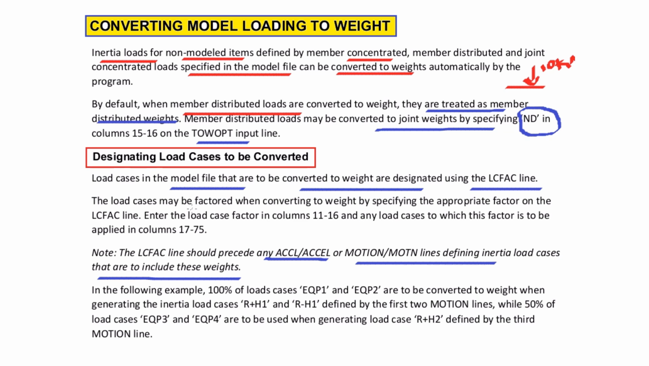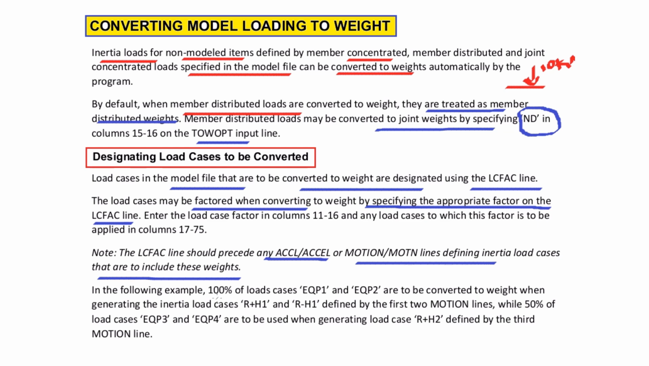The load cases may be factored when converting to weight by specifying an appropriate factor on the LCFAC line. So we can even give a load factor. Suppose this 10 kilonewton we have defined as an equipment load condition. We can call that equipment load condition in the LCFAC line, and with a factor, if you want to put some 20% more, we can use that. That's what this line is useful for.